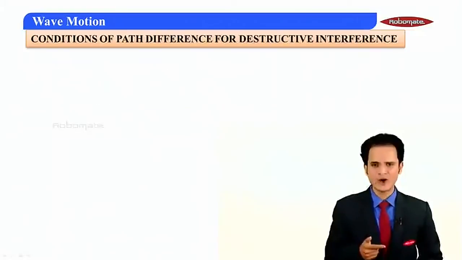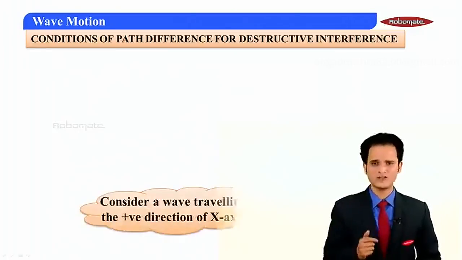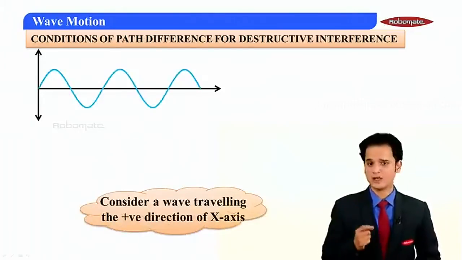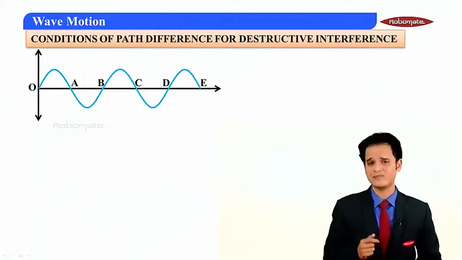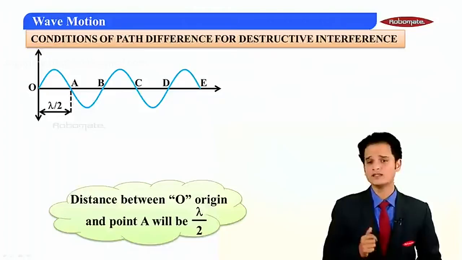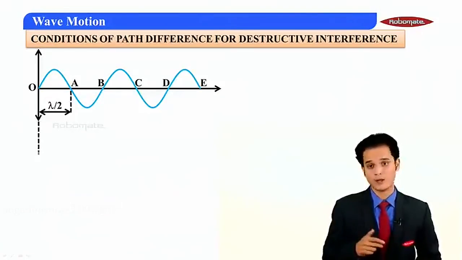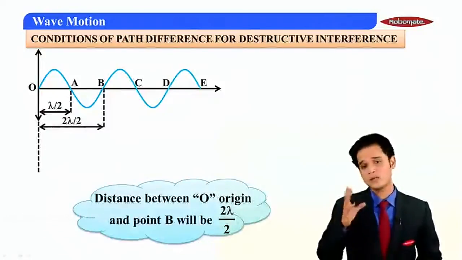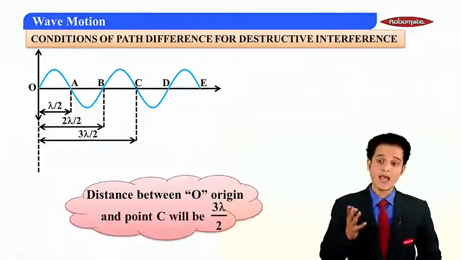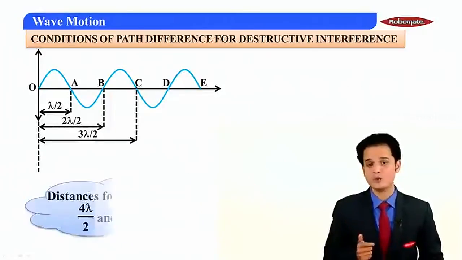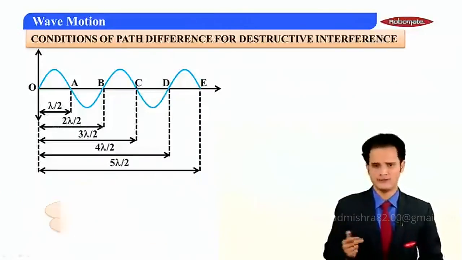Let us quickly go ahead students and find out the relation between path difference for destructive interference. Consider a wave traveling along the positive direction of the x-axis. Let us have our points named exactly the same way. Now we'll be marking the distances one by one. So between point O and point A we have lambda by 2, and as we go ahead between point B and point O we have 2 lambda by 2. Between point C and point O we have 3 lambda by 2, and similarly for point D and point E it is going to be 4 lambda by 2 and 5 lambda by 2.